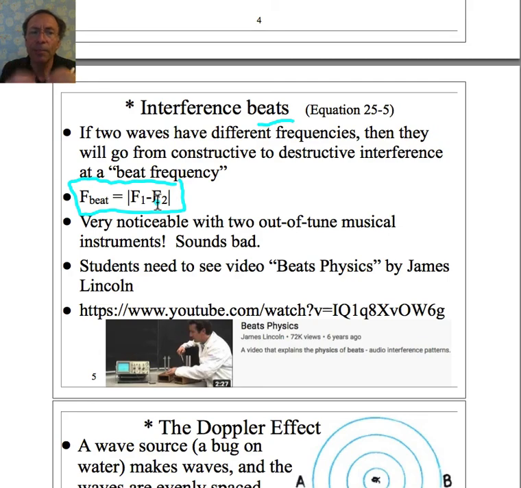And the rate at which the beats happen is given by the absolute value of the difference of the two frequencies. So it doesn't matter whether this frequency is higher and this one is lower, or the other way around, because of the absolute value sign here.